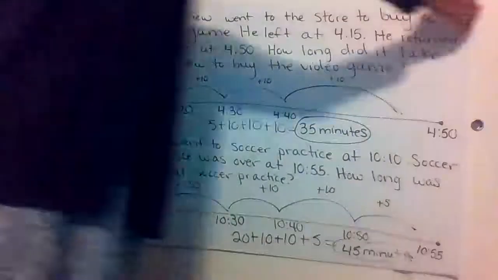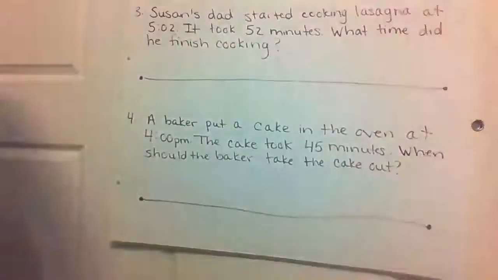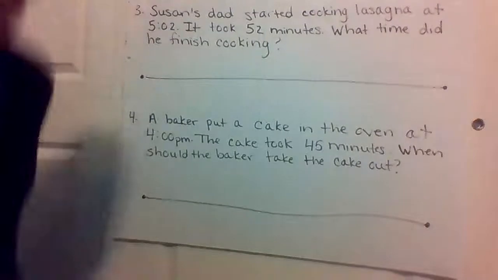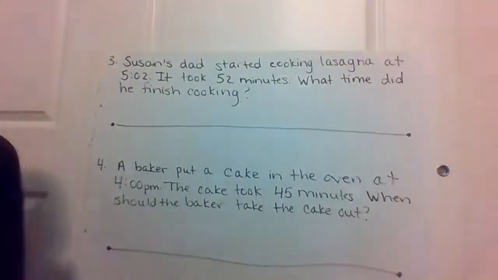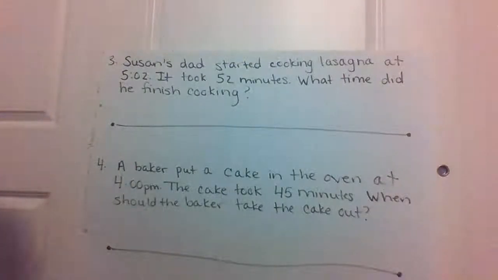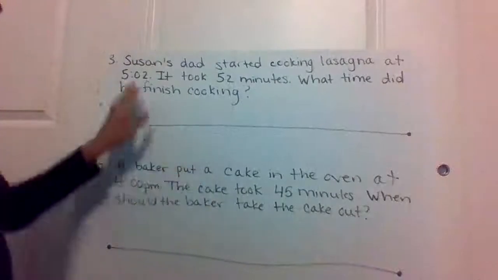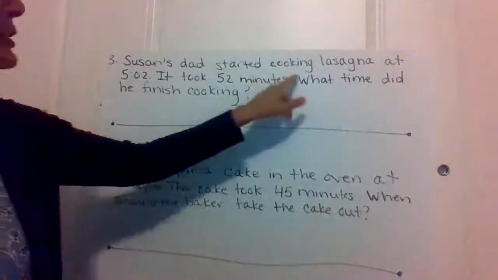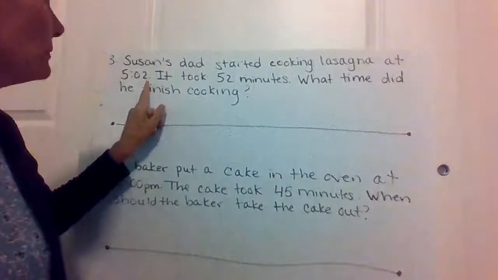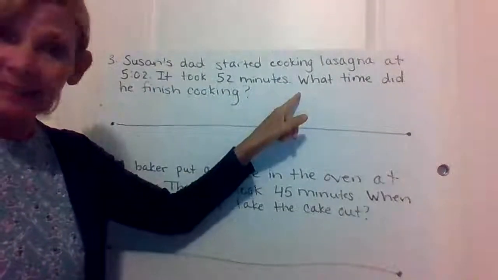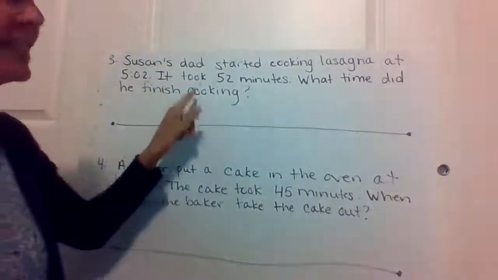All right, so now I'm going to try some different kinds of problems. Miss Story did tell you that sometimes you're going to be looking for the amount of time that passes between one time and another, but sometimes you're going to be looking for the end time. So in this problem right here, it says Susan's dad started cooking lasagna at 5:02. It took 52 minutes. What time did he finish cooking?